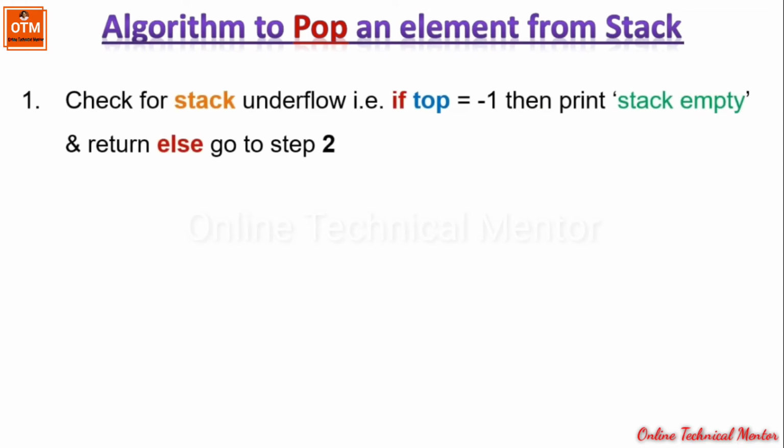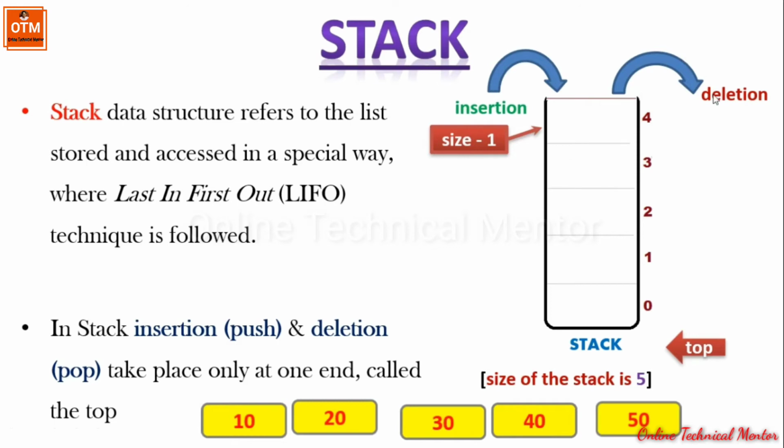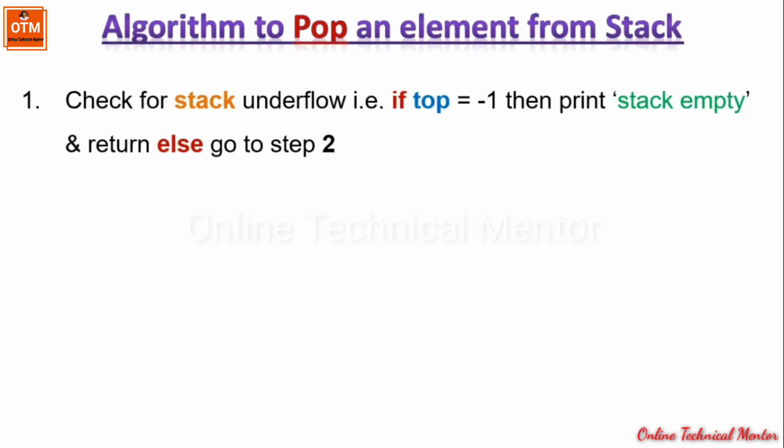Before deleting an element from a stack, we need to check whether the stack has some element or not, or you can say check for stack underflow. If top is pointing to -1, that is, if top is equal to -1, then print stack empty. Think about the initial position of the stack. When top is pointing to -1, that means nothing is inside the stack, that means the stack is empty. And if it is not empty, then we go to step 2.